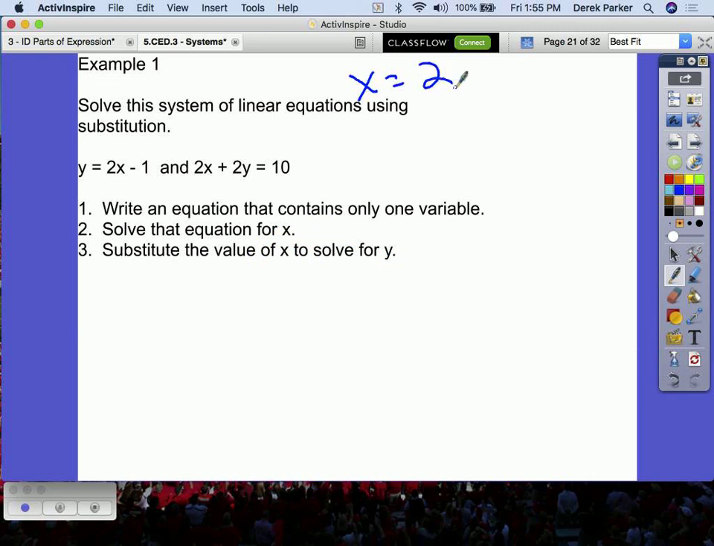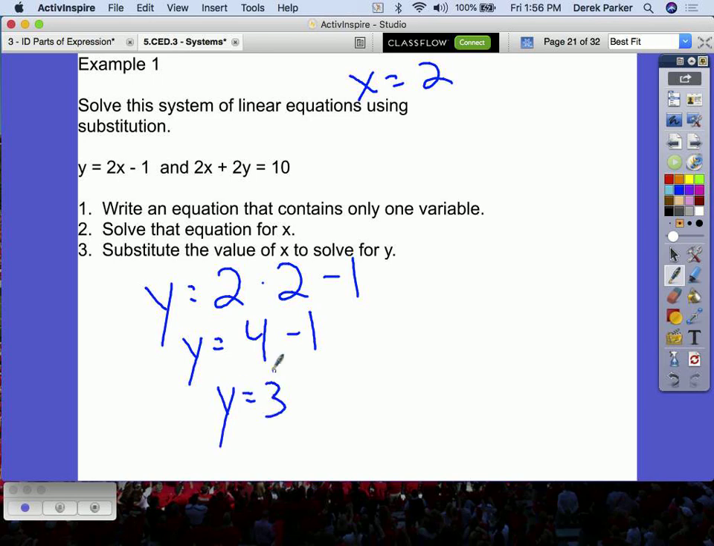Now, once you get that, I'm going to choose the first equation because y is on a side by itself, and it should be really easy to do. So y equals 2 times 2 minus 1. Y equals 4 minus 1. Y equals 3. So the answer to this system of equations is (2, 3).